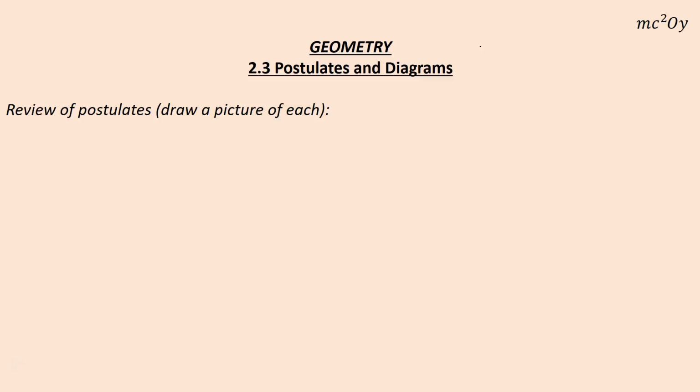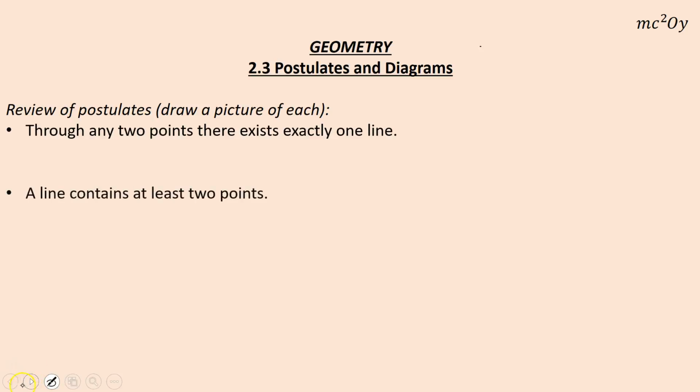Okay, well, we're going to go ahead and do 2.3 postulates and diagrams. First thing we want to do is review a bunch of postulates here, things that we've talked about a lot this year. So the first one, through any 2 points, there exists exactly one line. All right, and that is called the 2-point postulate.